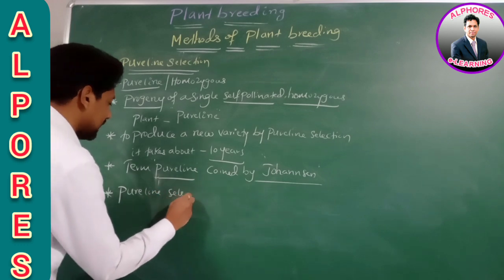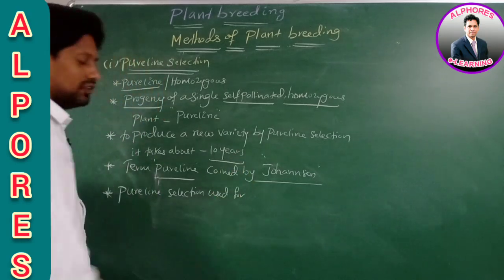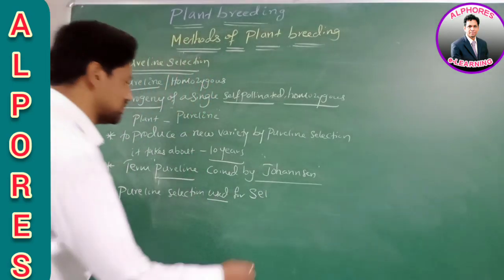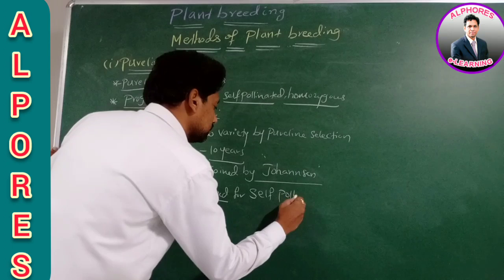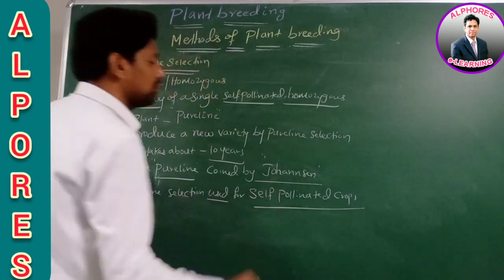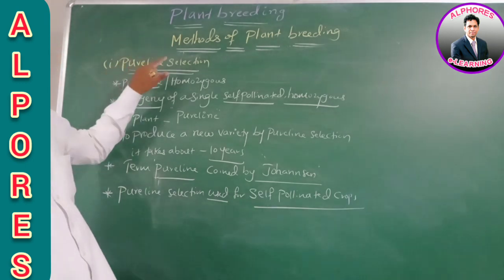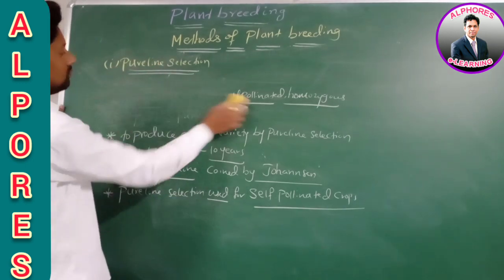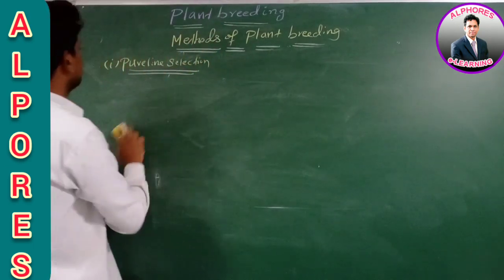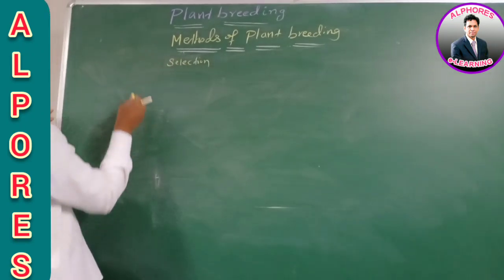Therefore, pure line selection is used for which plants, sir? Used for self-pollinated crops. This is about what, sir? Pure line selection, right? Now, number 2, mass selection. What is the second one? Mass selection. Go for mass selection.